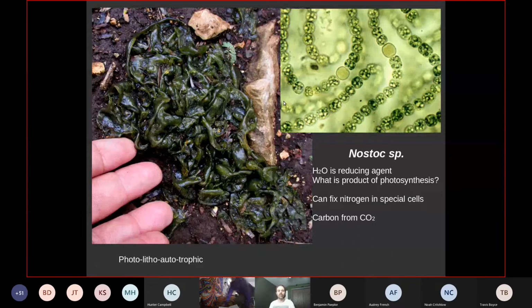So this is nostoc. It's a multicellular bacteria, makes really big structures. You can see it. It's a photolithoautotroph. So H2O is the reducing agent. That's where the electrons come from. Electrons are reducing. What is the product of photosynthesis for this organism?